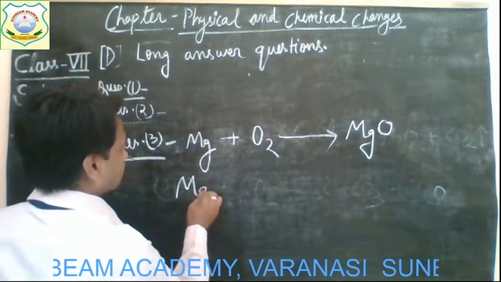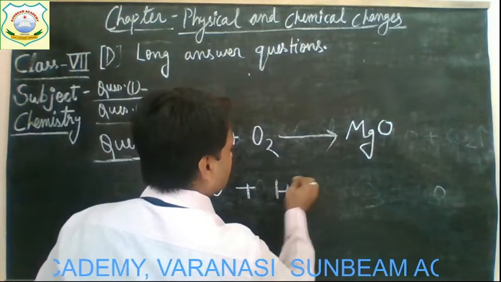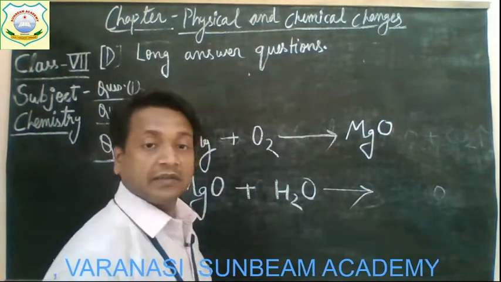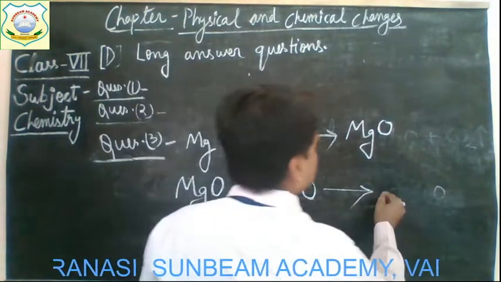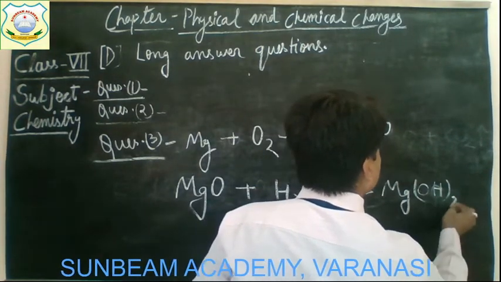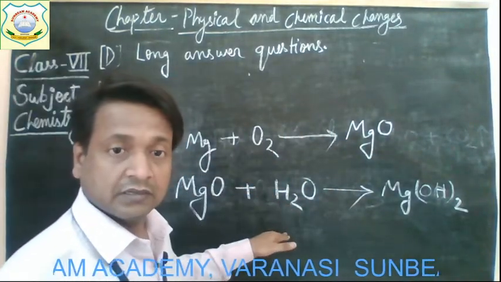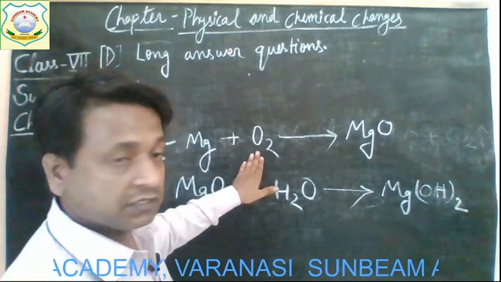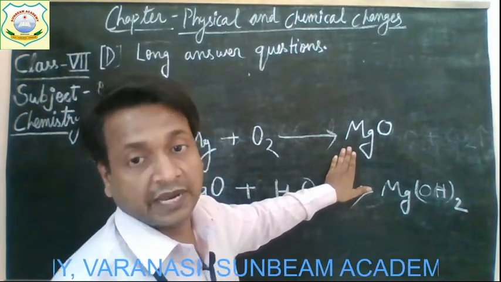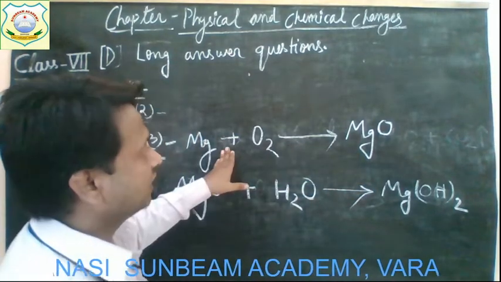So when this magnesium oxide mixed with water, we will get the, yes, magnesium hydroxide. Alright children, so this one is the chemical equation which shows that when magnesium burns in presence of oxygen, it forms magnesium oxide, which is the ash, powdery ash. Okay, and the equation you can balance it.